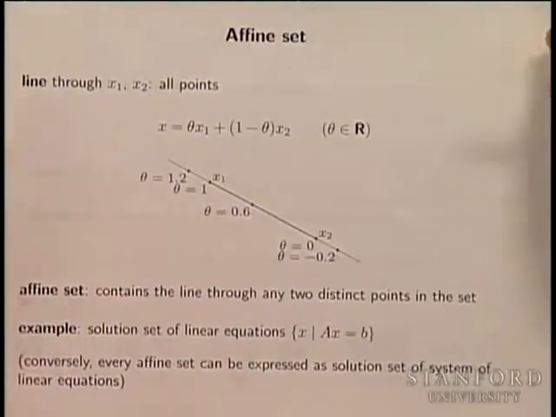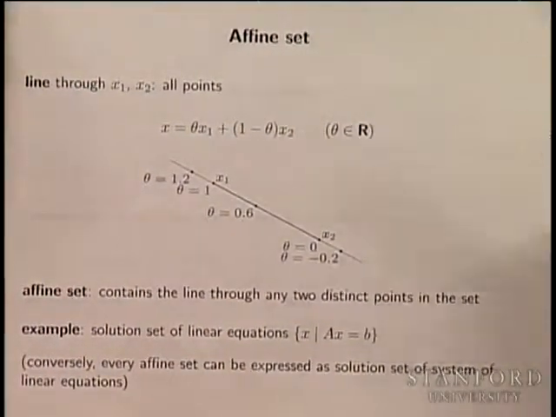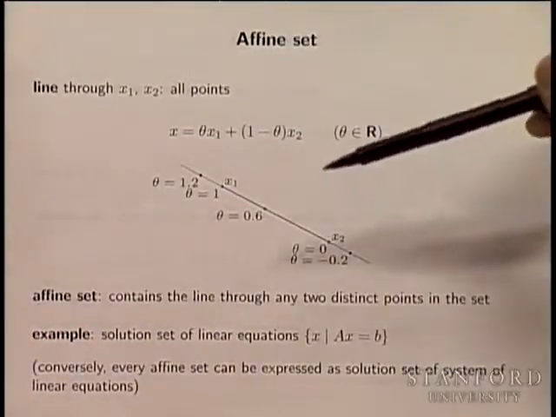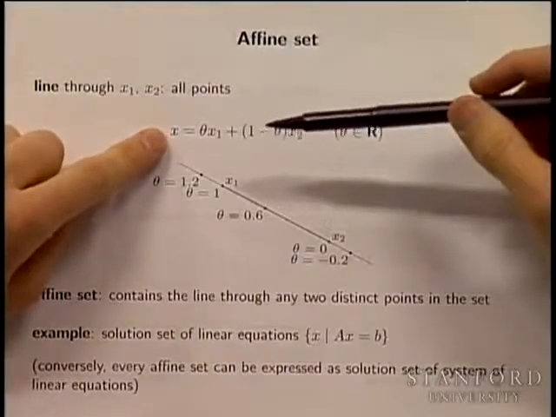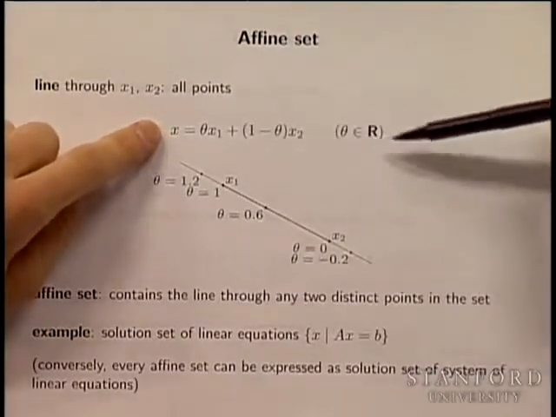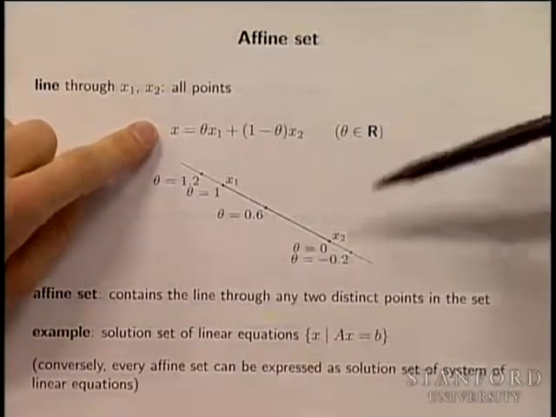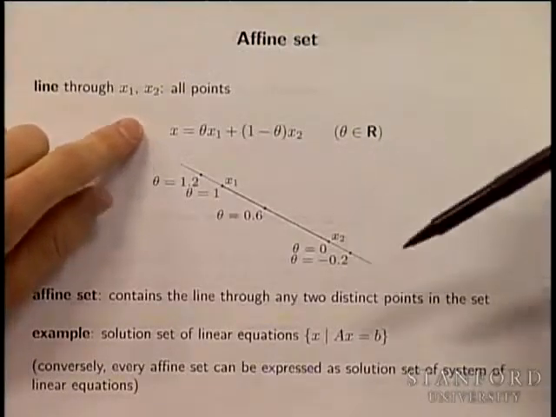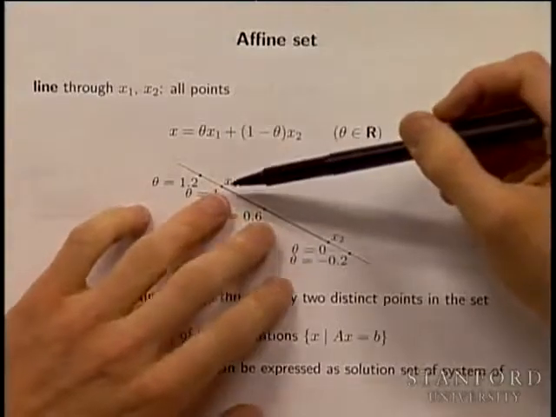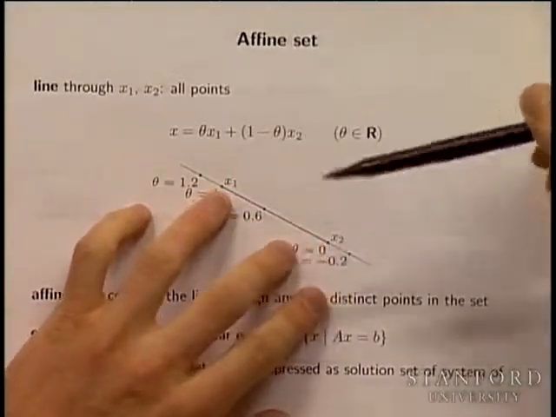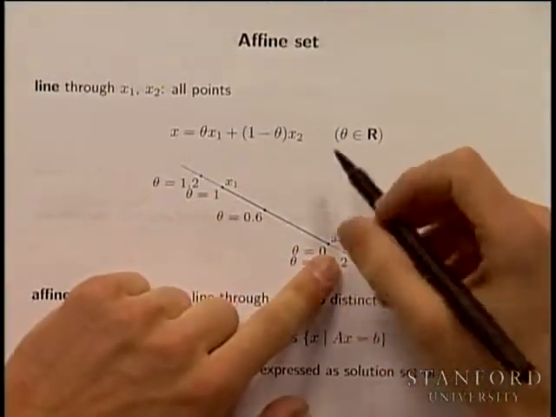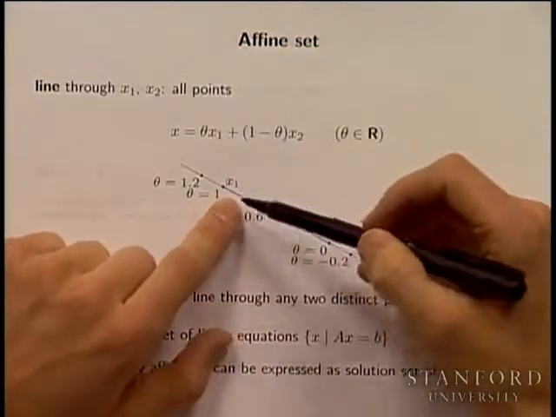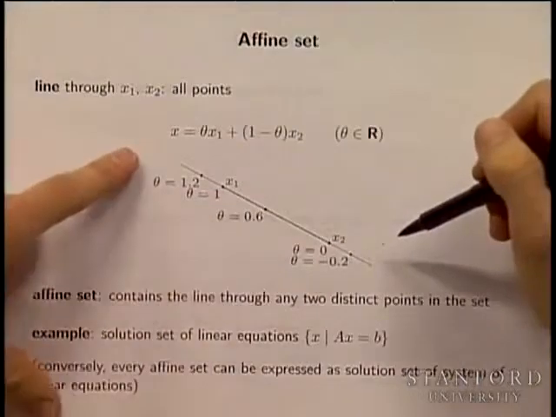So this should hopefully be review to start off with. From any 2 points, we can parameterize the line going through those 2 points using a parameter such as theta. Now in this example, theta can vary over the whole real line, and it should trace out the whole line. So we've got a point x1 here, we've got a point x2. When theta is 0, we're sitting right at x2, and when theta is 1, we're sitting at x1, and it traces out the whole line like this.